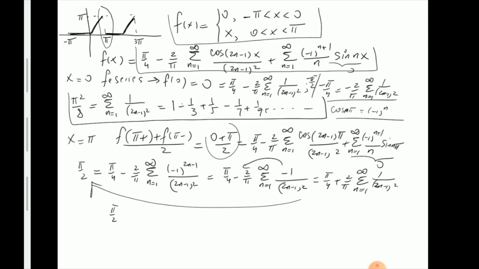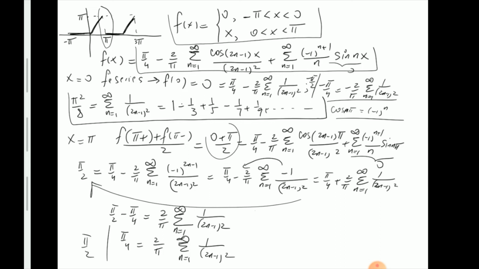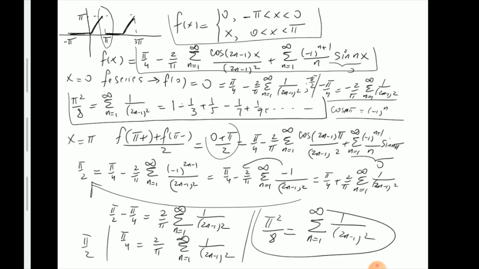So if I move pi over 4 to the left, that's pi over 2 minus pi over 4. Let's see, this is pi over 4. And then multiply both sides by pi over 2, and as expected, we get yet another way of proving that this series is pi squared over 8.